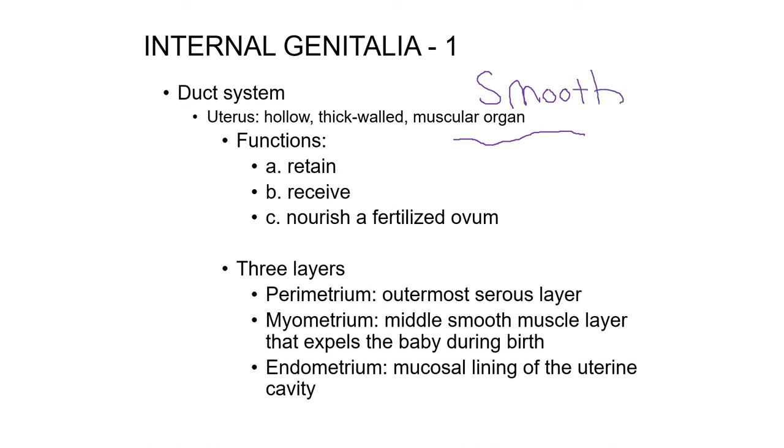A couple of functions for the uterus. One is to retain that fertilized ovum. Retain and receive are basically the same thing: grabbing onto it, holding onto it, and nourishing that fertilized ovum. The ovum is the mature egg that, if it's fertilized by a sperm, will have to be nourished and taken care of to grow into a baby. Now, if it's not fertilized by a sperm, it will continue down the fallopian tube into the uterus, and eventually it'll just be shed with the menstrual cycle.